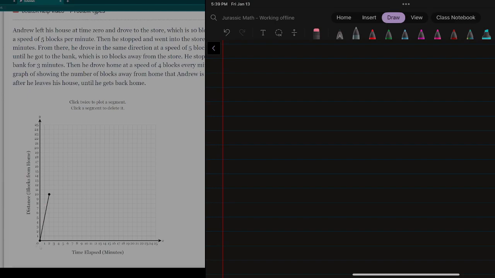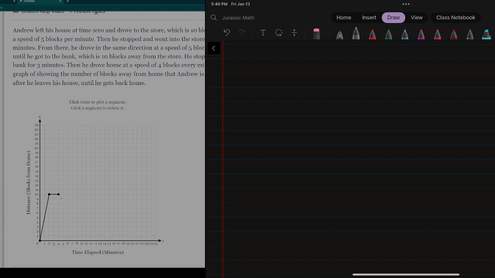So there we go. In 2 minutes, he went 10 blocks. Then he stopped and went into the store for 2 minutes, so that means he did not move anywhere. He's just going to stay in a straight line across since he did not move. From there, he drove in the same direction at a speed of 5 blocks per minute until he got to the bank, which was 10 blocks away.